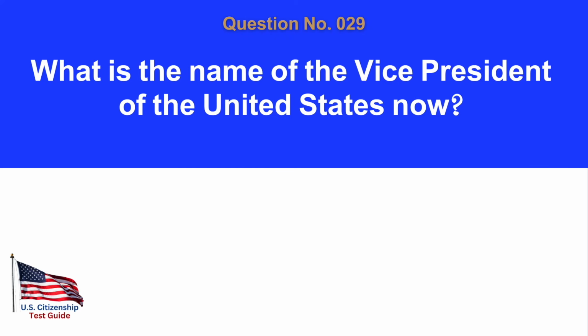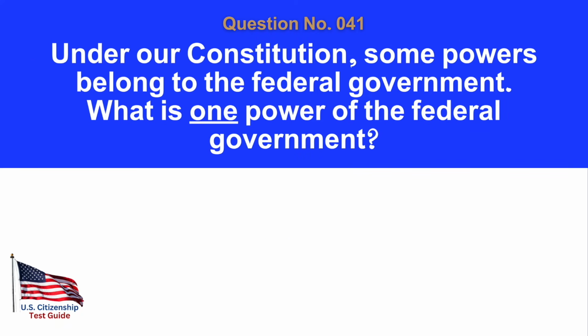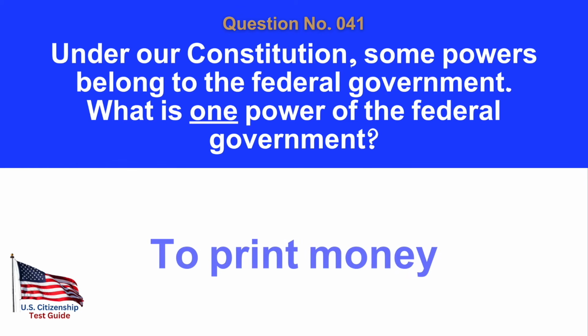What is the name of the Vice President of the United States now? J.D. Vance. Under our Constitution, some powers belong to the federal government. What is one power of the federal government? To print money.